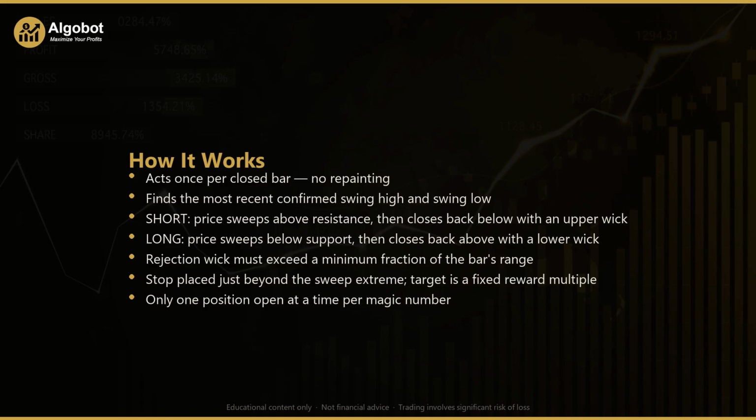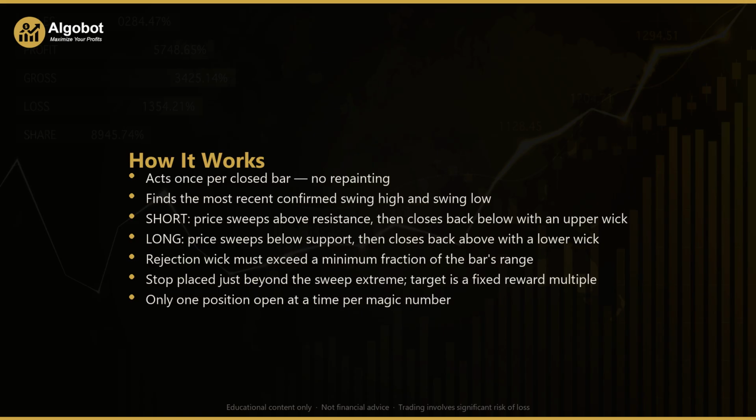The EA then checks the rejection. The upper wick must be at least a minimum fraction of the candle's total range. If the wick is dominant enough, the strategy signals a sell. The long trade is the mirror image. The EA detects when the candle dips its low below the most recent support level but closes back above it. Support held, the sweep failed, and if the lower wick is large enough relative to the bar's range, the strategy signals a buy.